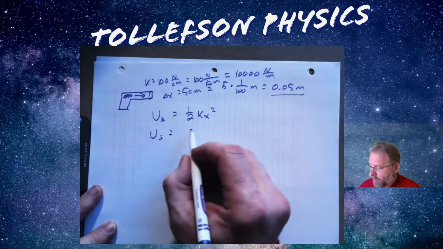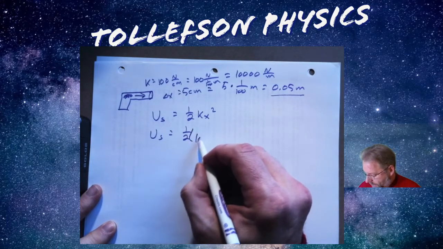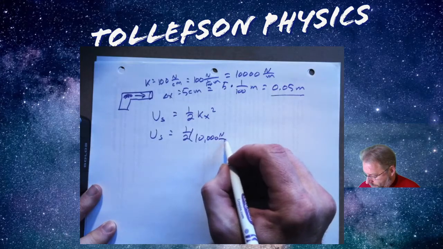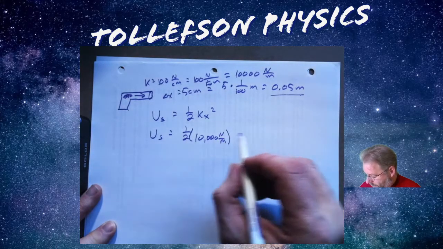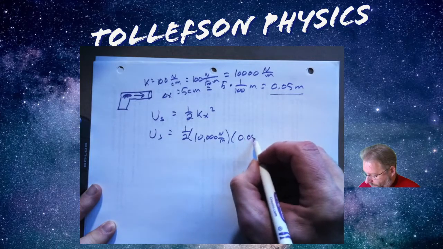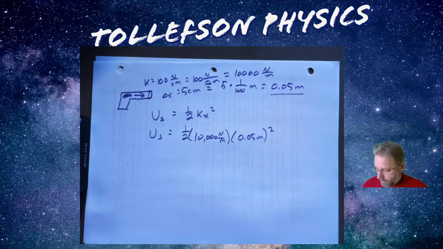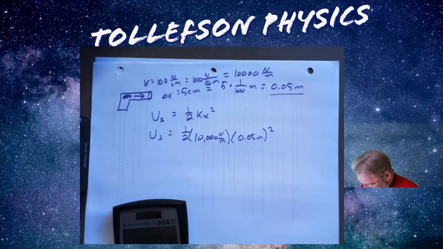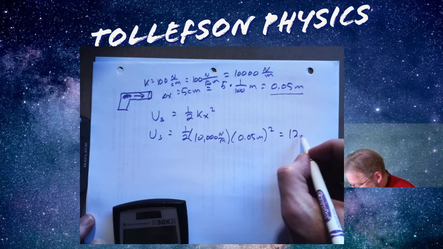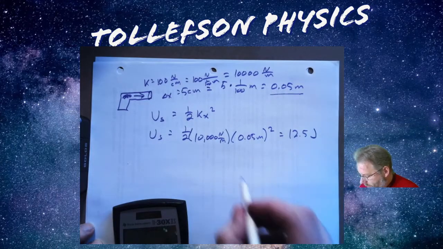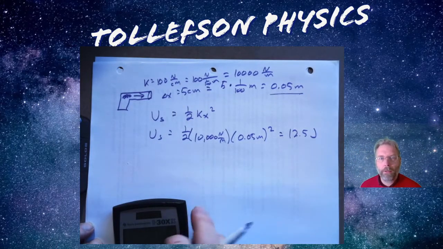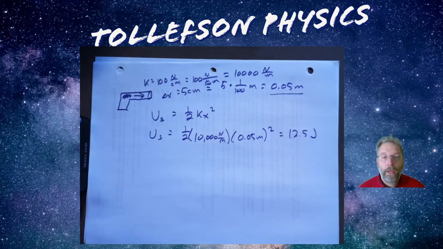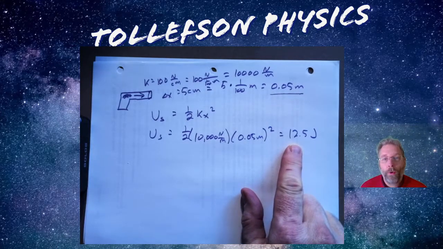So the elastic potential energy equals 1/2 times 10,000 newtons per meter times 0.05 meters squared. So let's see what that ends up giving us. So 0.5 times 10,000 times 0.05 squared, and that equals 12.5 joules, because it's newtons times meters. One of the meters cancels. So that's a simple way to be able to calculate the energy that's stored in a spring.